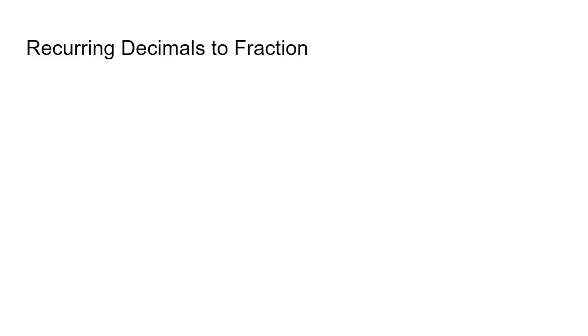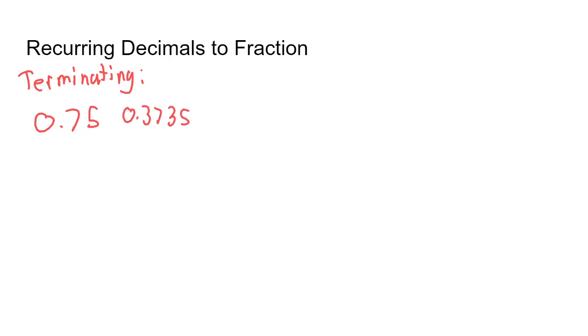So for decimals, we have terminating decimals, right? Terminating decimals are decimals that have an ending. So 0.75 or 0.3735229, all the way up to like 1. There could be like 1,000 numbers in between 0.9 and 1, but it still ends.